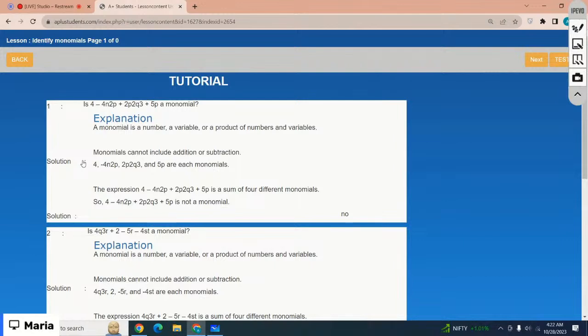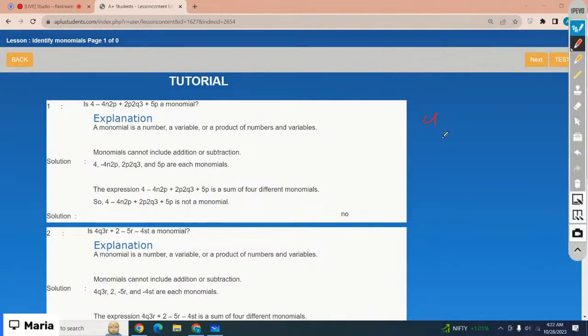Like, 4 is a monomial, x is a monomial, 4x is a monomial, 4x square is a monomial, right? But if you write like this, it is not a monomial, because positive and negative signs are not included in monomials. Got it?